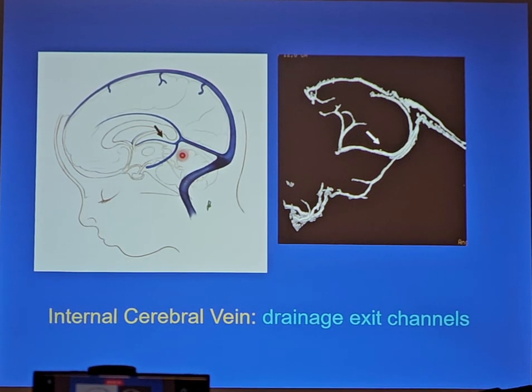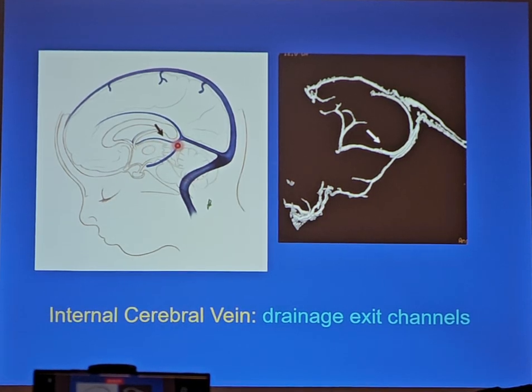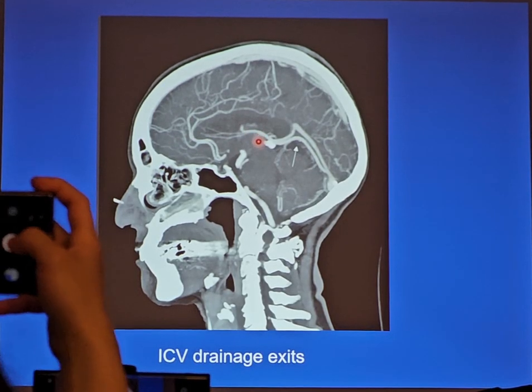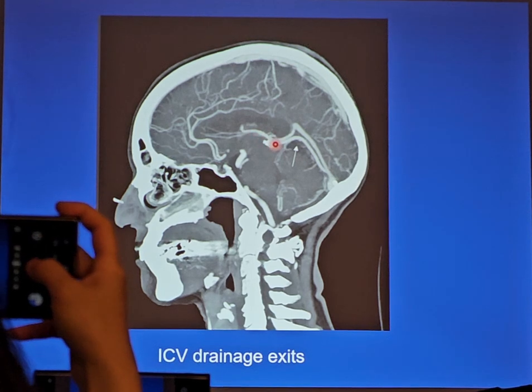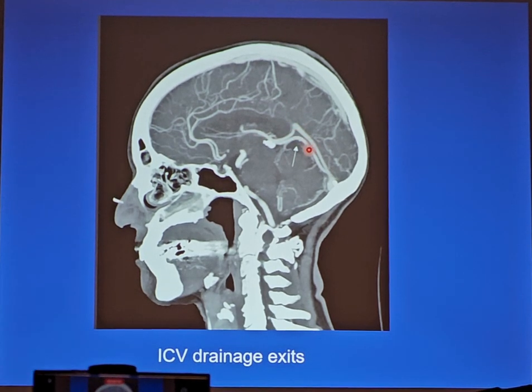So let's look a little bit at the internal cerebral vein and its exit channels. Where can it go to in various circumstances? And here you can see the internal cerebral vein, the deep venous system, is draining through what seems to be the usual vein of Galen and straight sinus, but then there's a parallel channel that also takes up blood from the deep venous system.